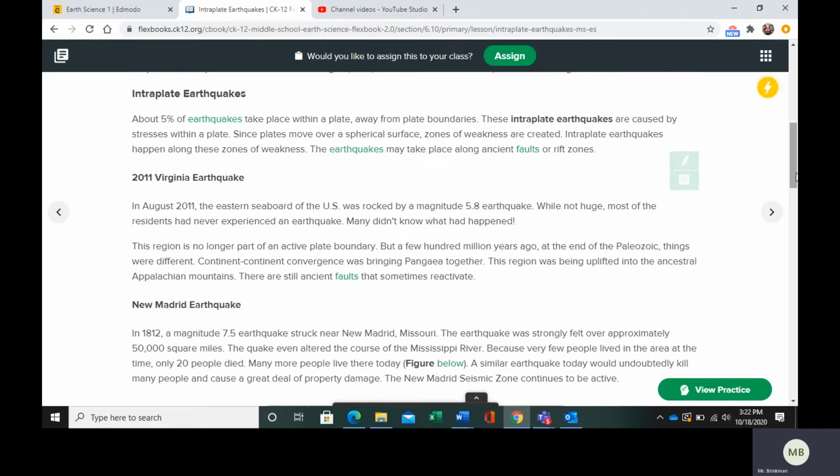So since plates are moving over a spherical surface, these zones of weakness are going to be created. All right, and in these zones of weakness is where the intraplate earthquakes happen. So the earthquakes may happen along ancient faults or ancient rift zones.